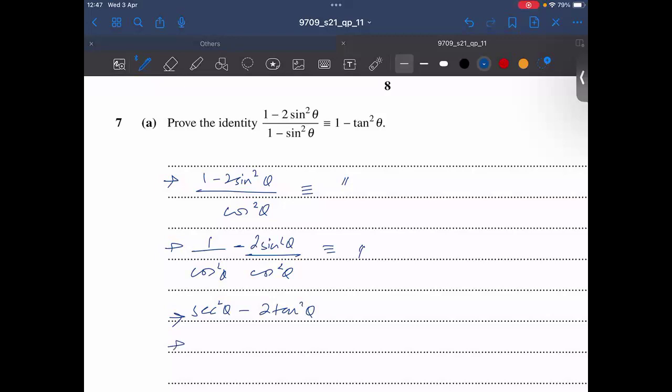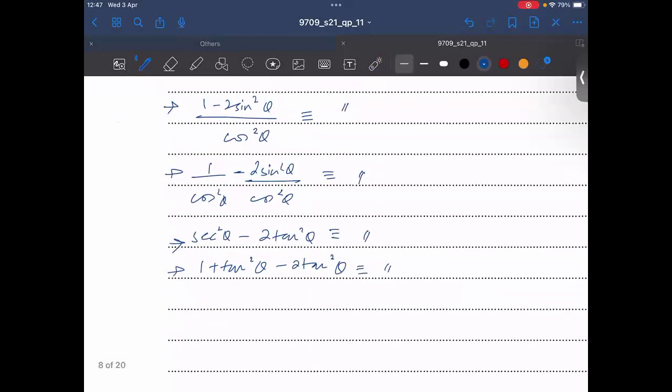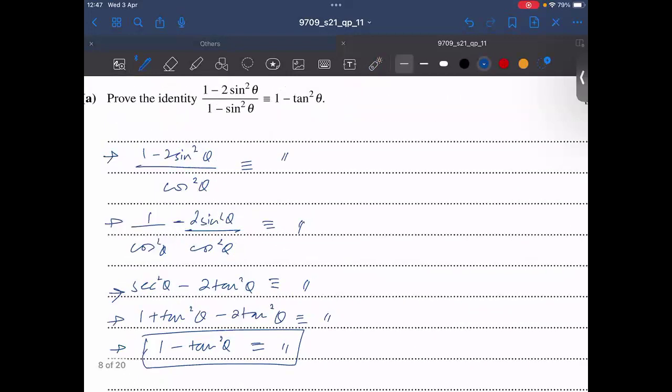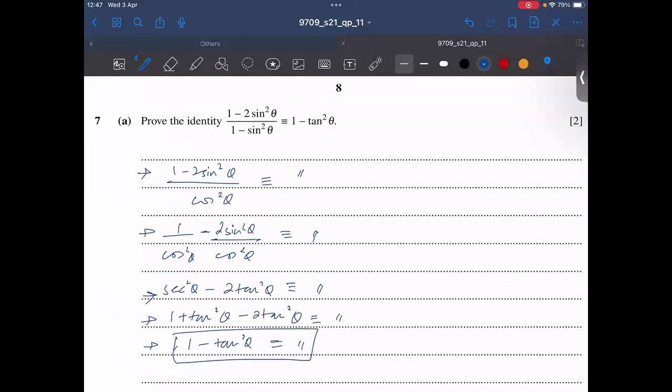I would have preferred simplifying this side of the equation and proving it identical to the left one. All right. How come? I'll just show it to you. If you just write down secant square theta, you can write down 1 plus tan square theta minus 2 tan square theta. So it's going to be 1 minus tan square theta. Is it clear or not? Yes, sir.